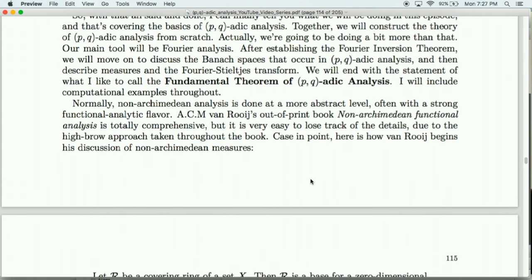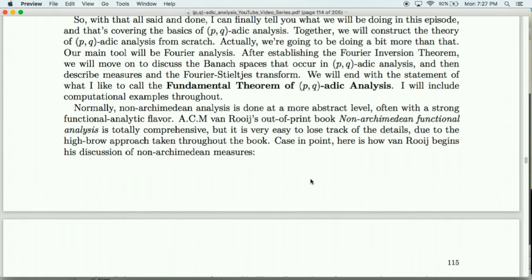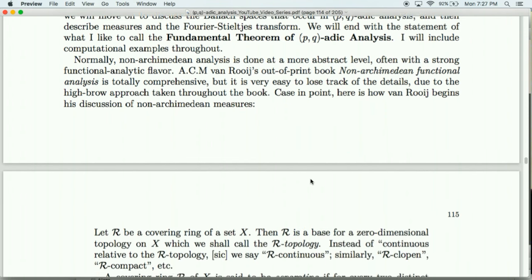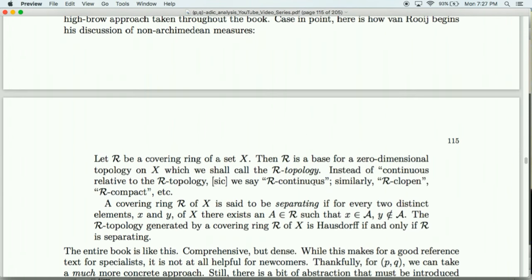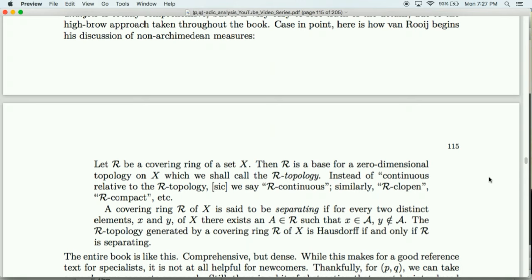So here's an example of how van Rooij begins his discussion of non-Archimedean measures. "Let R be a covering ring of a set X. Then R is a base for a zero-dimensional topology on X, which we shall call the R topology. If, instead of continuous relative to the R topology, we say R-continuous, similarly R-clopen, R-compact, etc." The sic is here because he forgot to include the closing quotation mark.